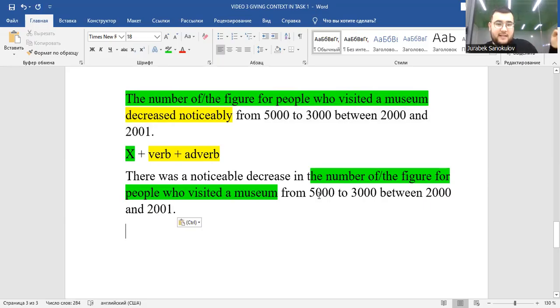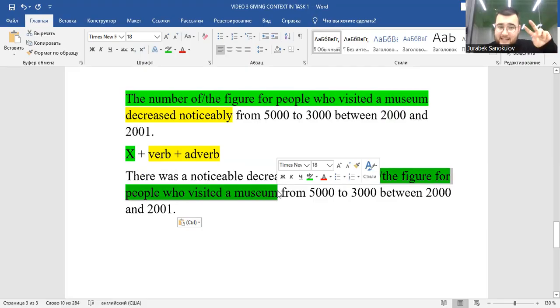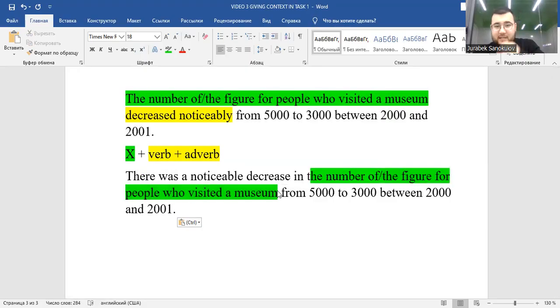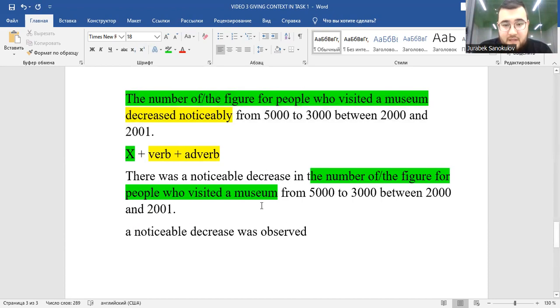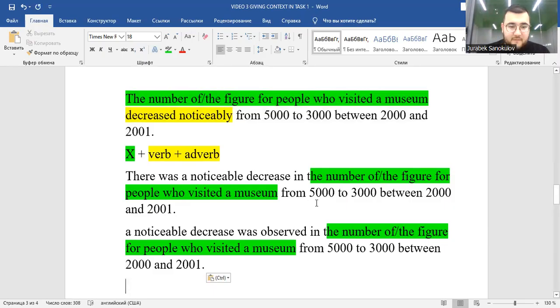So do you remember the sentence structure? In 'there was' sentence structures, we would use the thing that changed, basically the X, in the last part of the sentence. This is what happened here. Or we can use this. There was another sentence structure. A noticeable decrease, with a passive tense. Remember that? A noticeable decrease was observed in the number of people. Again, the same thing.